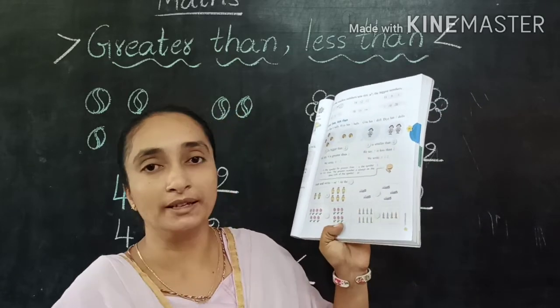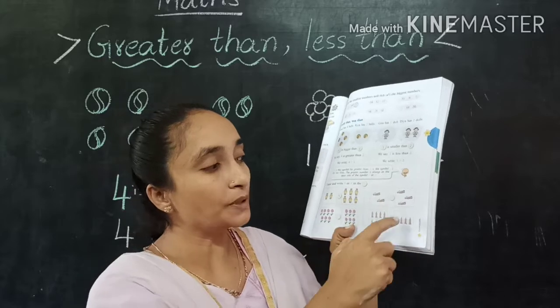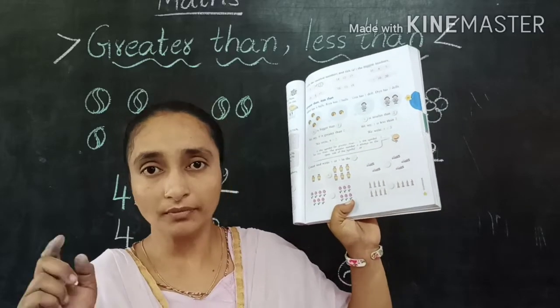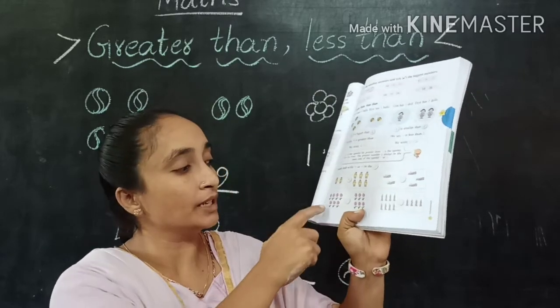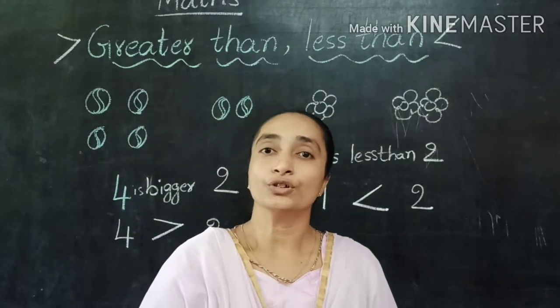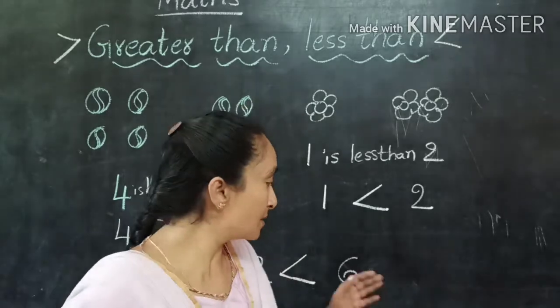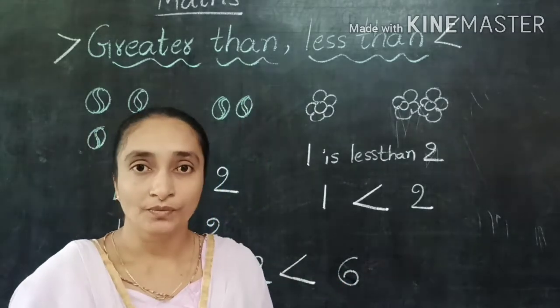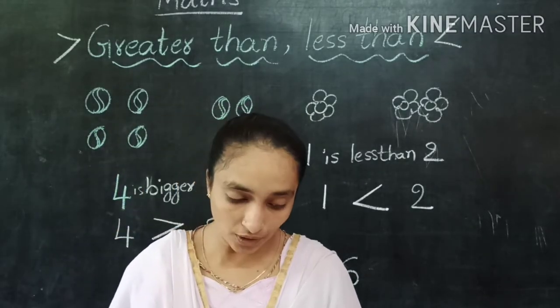There are the aeroplanes. Here we have 2 aeroplanes and here we have 3 aeroplanes. And here the flower pictures are there and the candle pictures are there. So you put the symbols like this, children. Which do we have, the greater than symbol or the less than symbol?